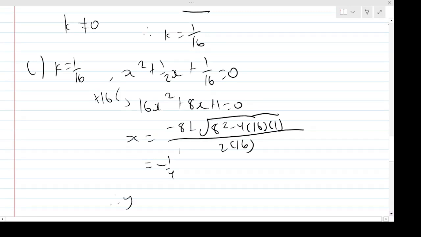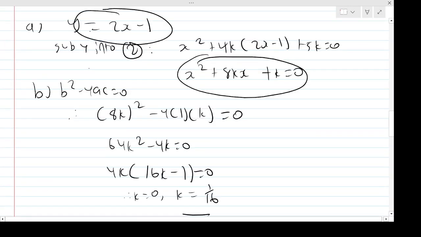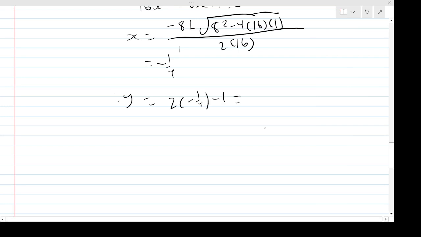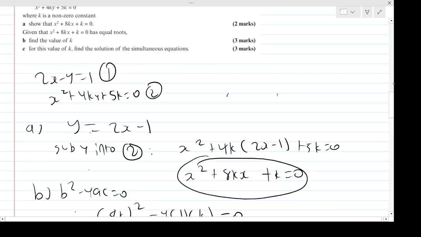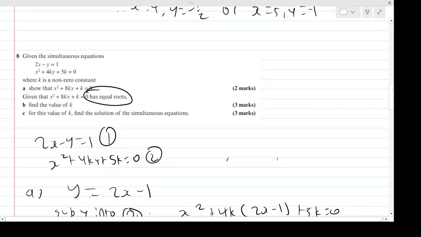So therefore, to find the y value, we know y is 2x minus 1. So when x is minus a quarter, y is going to be 2 lots of minus a quarter minus 1, which is minus 3 over 2. So therefore my solution is x is minus a quarter, y is minus 3 over 2. And that's only a single pair of solutions, which makes sense because it has equal roots, so only one distinct root from the equation there.